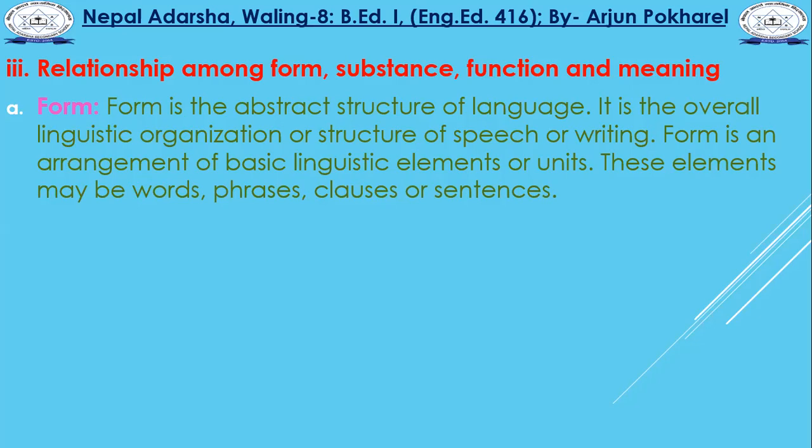Words are combined together to get a phrase. That's why a phrase is a form. Words and words, or phrases and phrases, are combined together to get a sentence. That's why a sentence is a form. These elements may be words, phrases, clauses, or sentences. The sentence is the highest unit of grammar, and the word is the minimal unit of grammar.